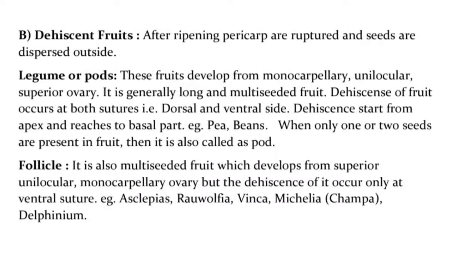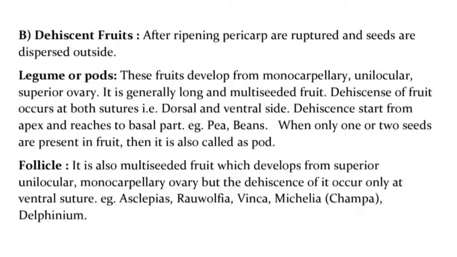Dehiscent fruits. After ripening, the pericarp ruptures and seeds are dispersed outside. Legume or pod: these fruits develop from a monocarpellary, unilocular, superior ovary. It is generally a long and multi-seeded fruit. Dehiscence of the fruit occurs at both sutures, i.e. dorsal and ventral side. Dehiscence starts from the apex and reaches the basal part, e.g. pea, beans. When only one or two seeds are present in the fruit, it is also called a pod.